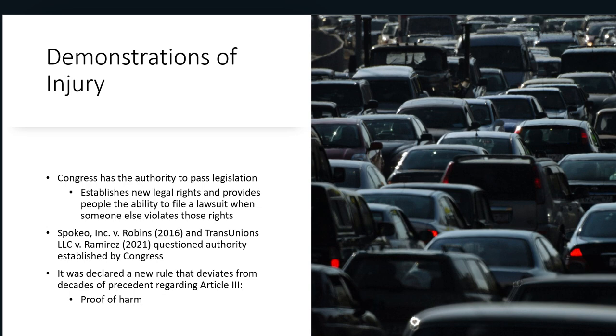The Supreme Court's recent rulings in Spokeo, Inc. v. Robins and TransUnion v. Ramirez have actually questioned Congress's authority to establish rights that can be challenged in federal court. At that time, the court declared a new rule that deviates from decades of precedent regarding Article 3, which is that proof of concrete harm, as opposed to merely legal injury, is a universal prerequisite of Article 3. It is still unclear exactly what is meant by concrete harm.